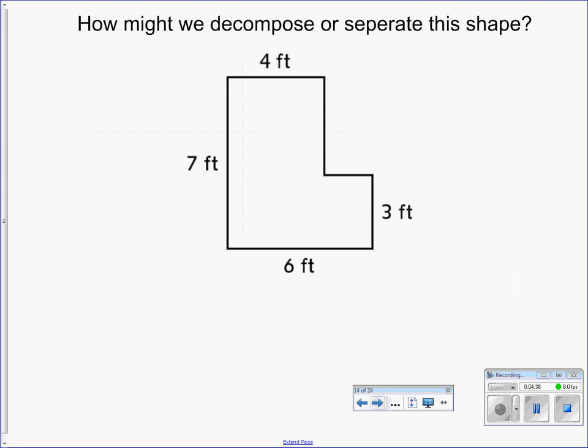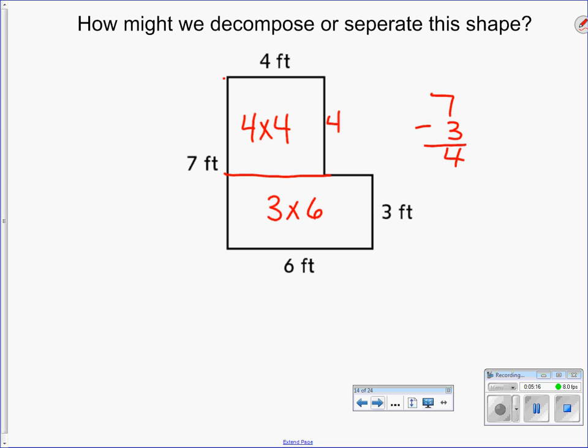All right, how might we decompose this one? Once again, we want to look for the easiest way. So if we take it straight across here, then we have a 3 by 6 rectangle here. And now on this one, we know that 3 goes up to this point, so to go from here to here, we had 7. So we're going to take that 7 minus the 3. So this now becomes a 4, and this would be a 4 by 4 rectangle, or square in this case.